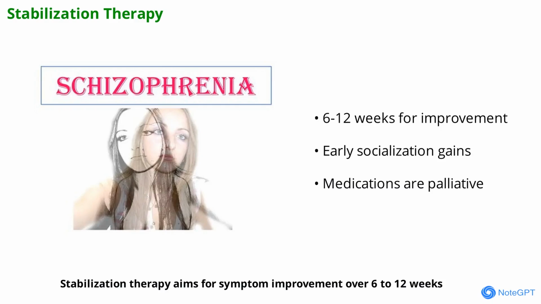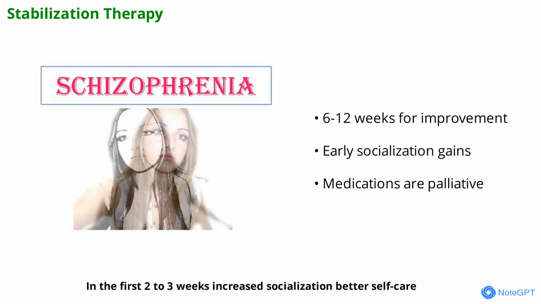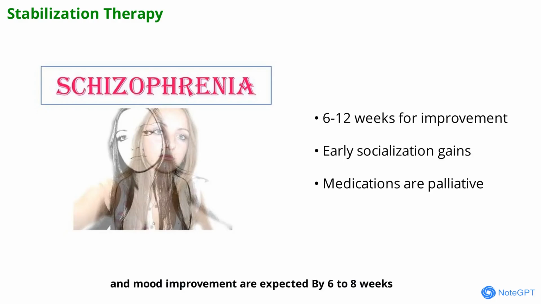Stabilization therapy aims for symptom improvement over 6 to 12 weeks. In the first 2 to 3 weeks, increased socialization, better self-care, and mood improvement are expected. By 6 to 8 weeks, improvement in thought disorder should be evident. Dose titration is typically done every 1 to 2 weeks.